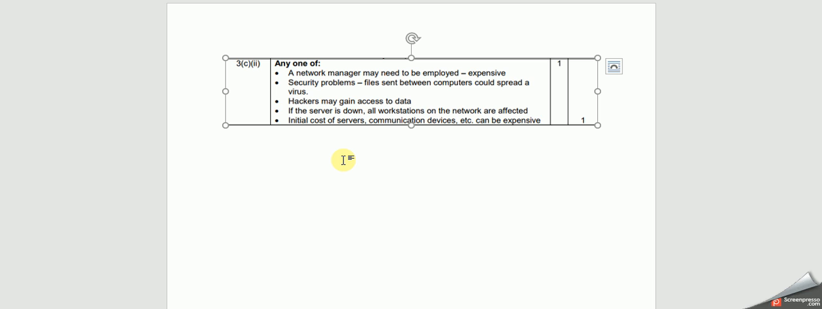Finally, it's expensive. So the cost of servers is expensive. The cost of communication devices, like switches, are expensive.